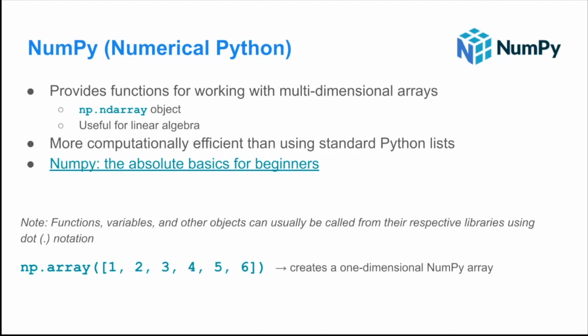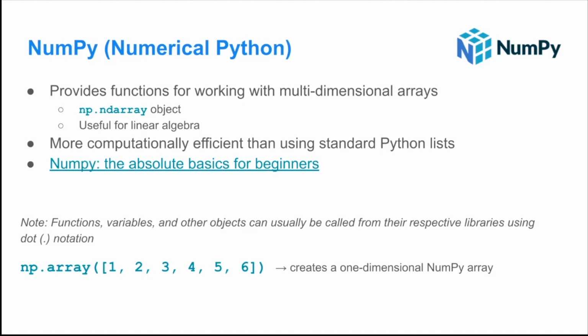That makes it pretty useful for linear algebra. You can do a lot of useful matrix and vector transformations or computations using NumPy, and it'll be a lot more computationally efficient, I think, both memory-wise and time-wise, than just trying to store all your data in the standard Python lists. If you're interested, I've linked their very basic tutorial for beginners here on this slide.